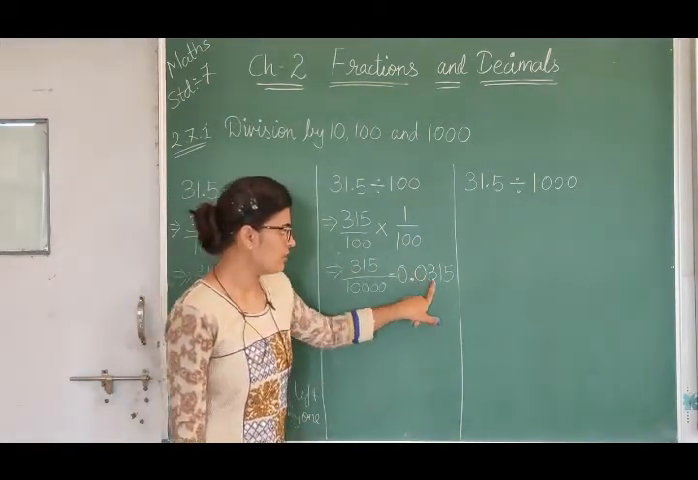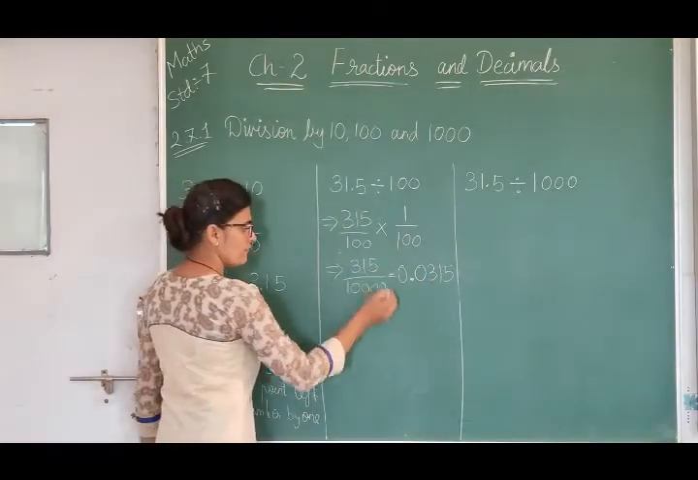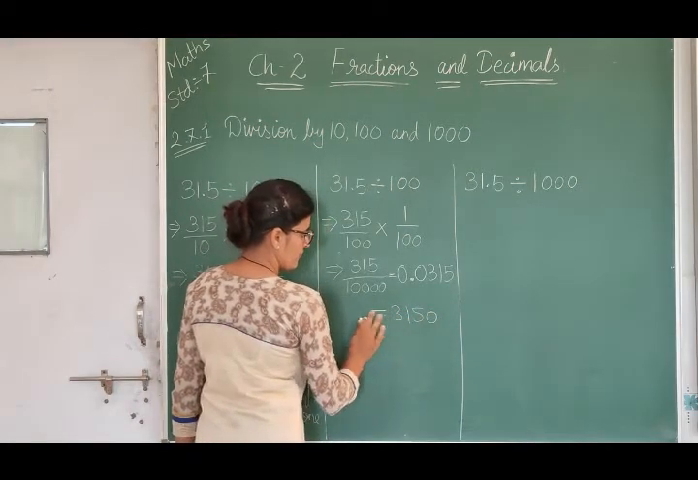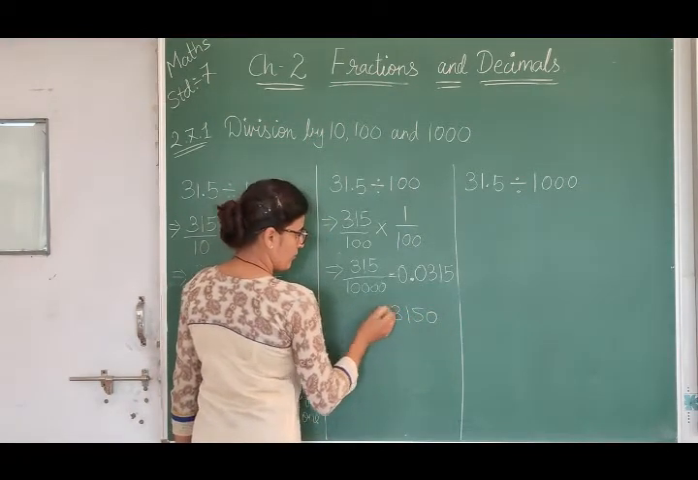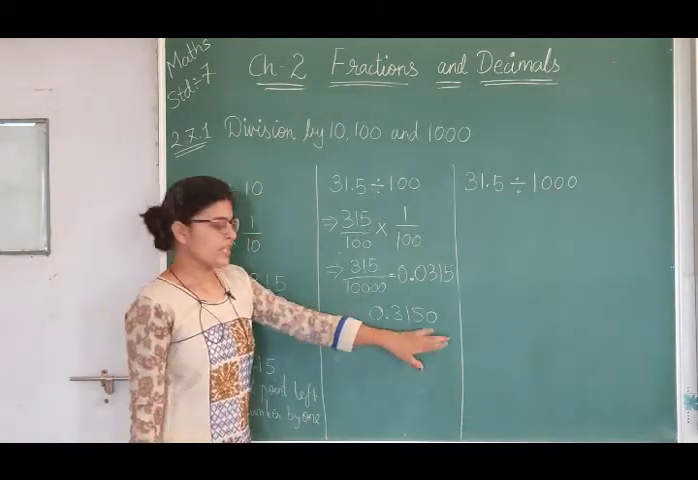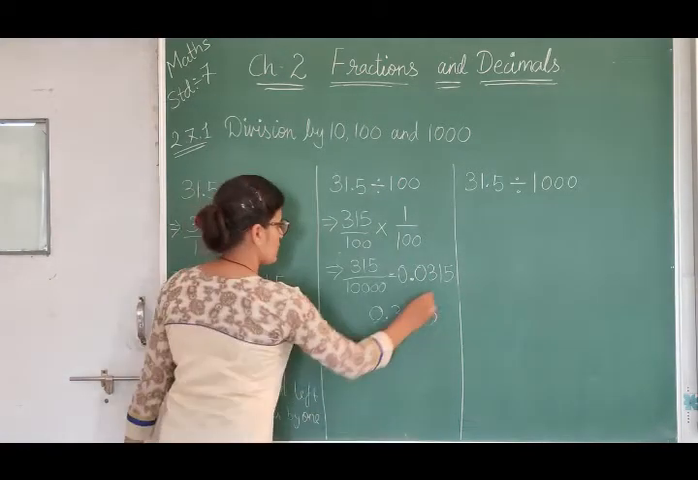Here you can see 1, 2, 3, 4 digits you are able to see. Now if you write the answer in this way, 3150, here you are putting point 0 over here. Now here also you have put 0. After the point you are having 1, 2, 3, 4 digits only. But this is wrong answer.